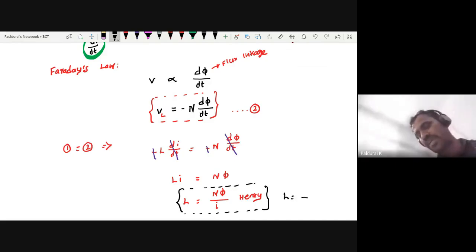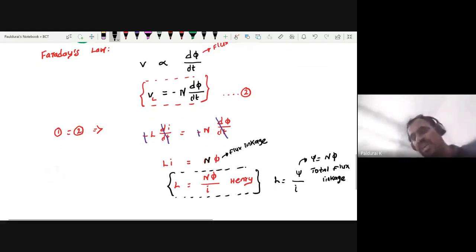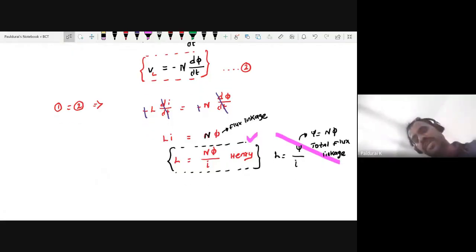In some books, they have given L equals psi divided by I, where psi equals N into phi. This is the total flux linkage, because phi is the flux linkage with the coil, and multiplied by N, the number of turns, it gives the total flux linkage. You might have studied this in your plus two physics. According to me, it is N phi by I. I will explain why I use this formula and not that one. This formula is very important: N phi divided by I. Now, coming to mutual inductance, M.